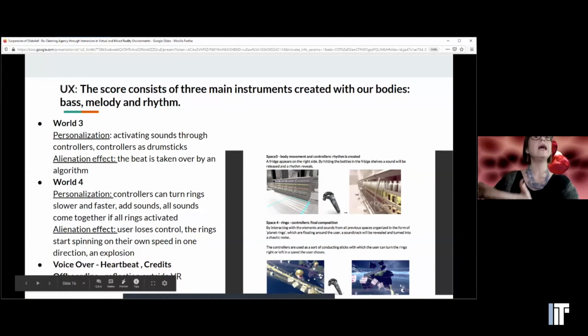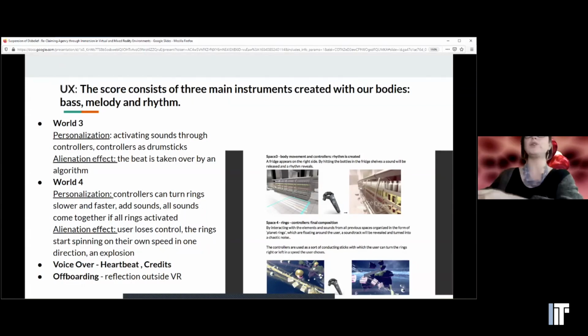In world three, the personalization is activating sounds through controllers as drumsticks, as you can see on the right side. And the alienation effect is the beat is taken over by an algorithm. So even though you beat in a rhythm, the rhythm changes based on your beat, but it's not anymore yours. It's co-created together with the software.